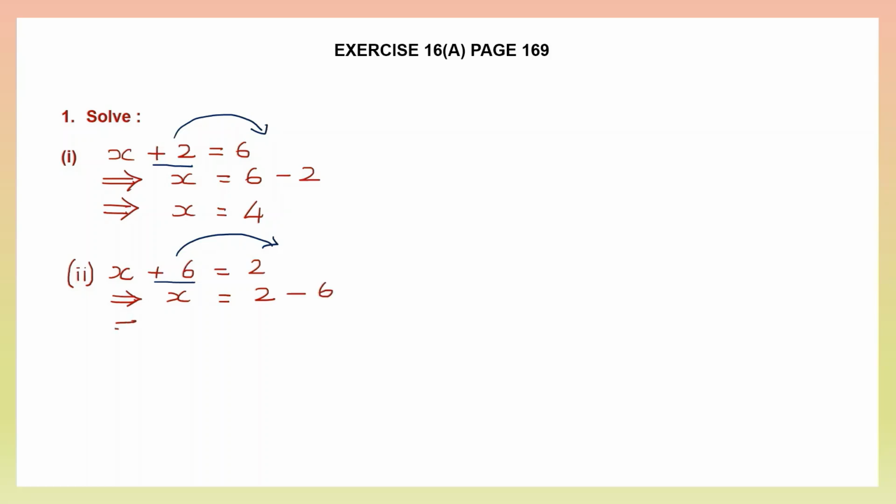So now let's solve and find the value of x. Now 2 minus 6. Now let's give 2 a sign. So now we have a plus sign and a minus sign. So when signs are different, put the sign of the bigger number and subtract. 6 minus 2 is 4. So what is the value of x in this equation? X is equal to minus 4.